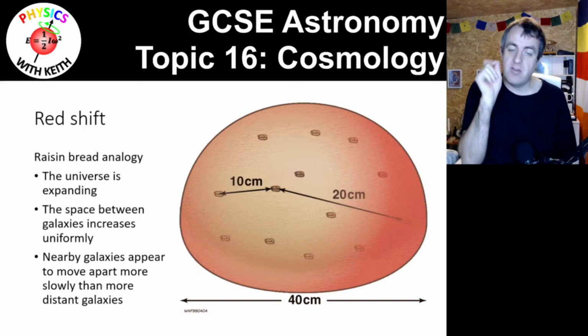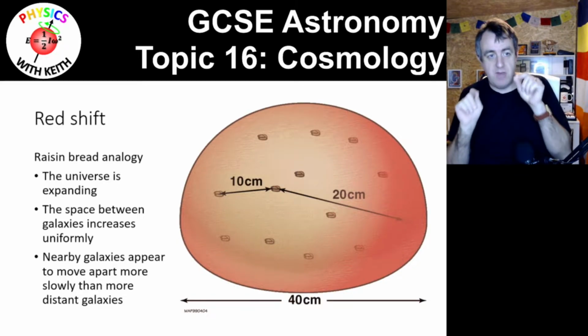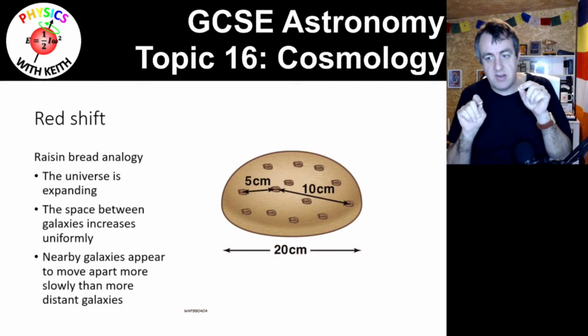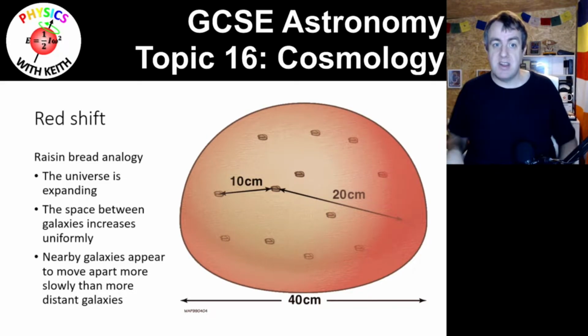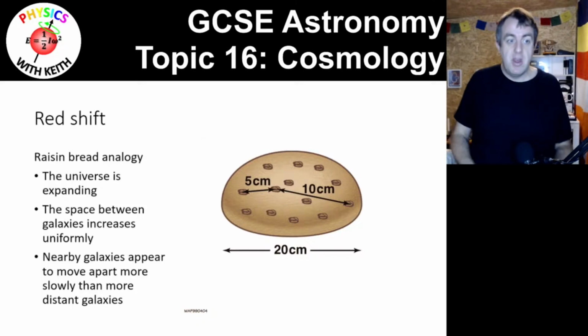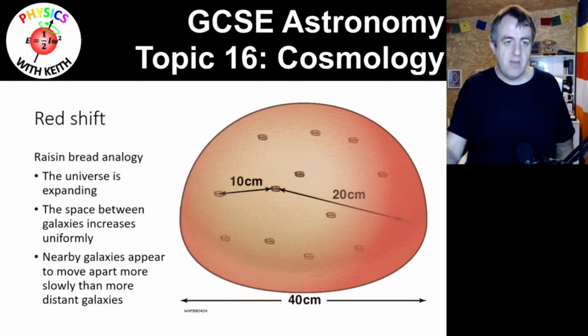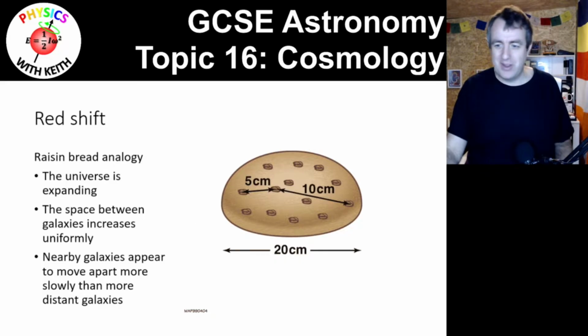In the same amount of time, there are farther raisins that started at 10 centimetres apart that end up at 20 centimetres apart. So they have moved 10 centimetres in the same amount of time relative to this first raisin, the primordial raisin, I don't know what you want to call that sort of thing.